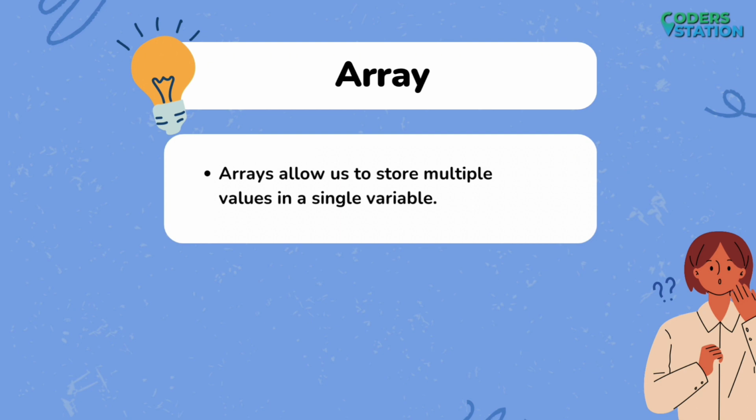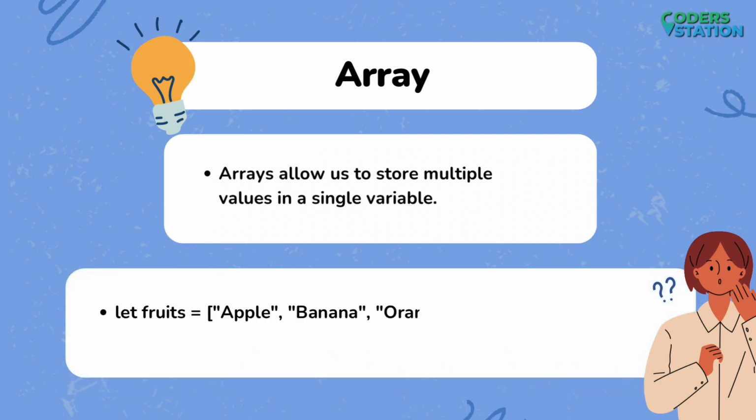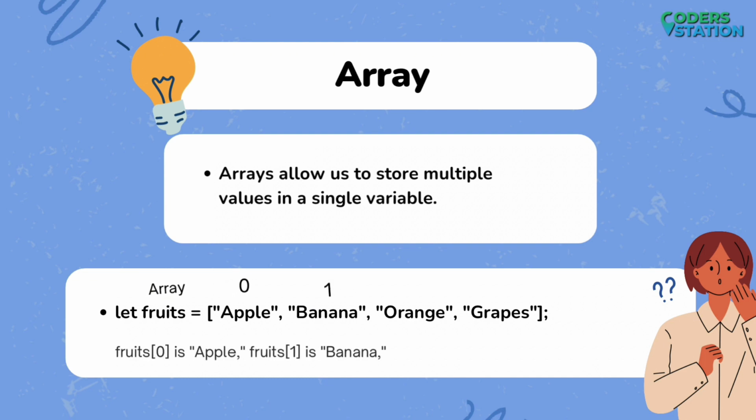Let's start with a simple example. let fruits = ["apple", "banana", "orange", "grapes"]. Here, we have created an array called fruits with 4 elements. Each element has an index starting from 0, so fruits[0] is apple, fruits[1] is banana, and so on.